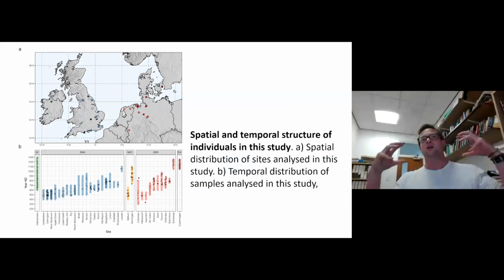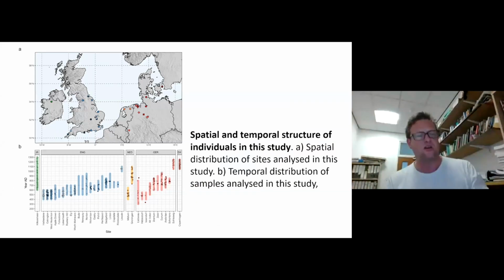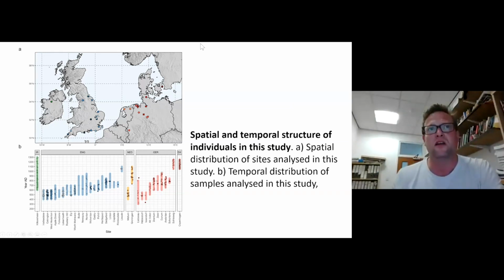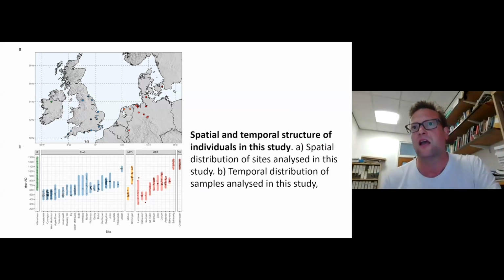Okay, so this is the spatial and temporal sample that we took. The east coast of England there with our early Anglo-Saxon samples on it, and then all of the different samples that we took from continental Europe. And on the bottom part of this presentation, you can see that temporal distribution as well. So as many of those samples as possible are in the 5th, 6th, 7th or 8th centuries AD.